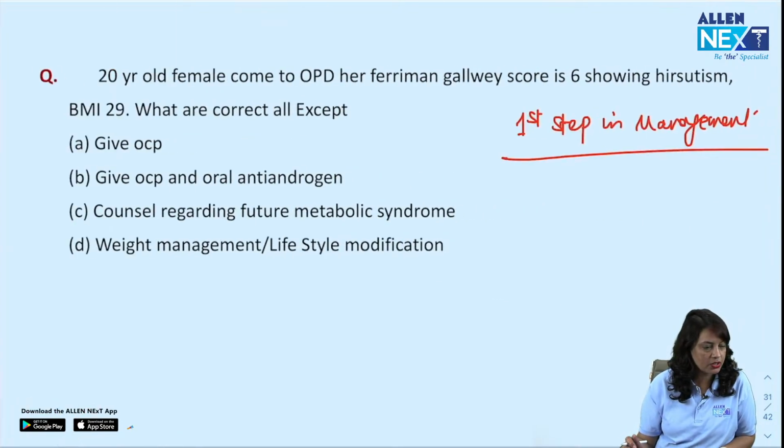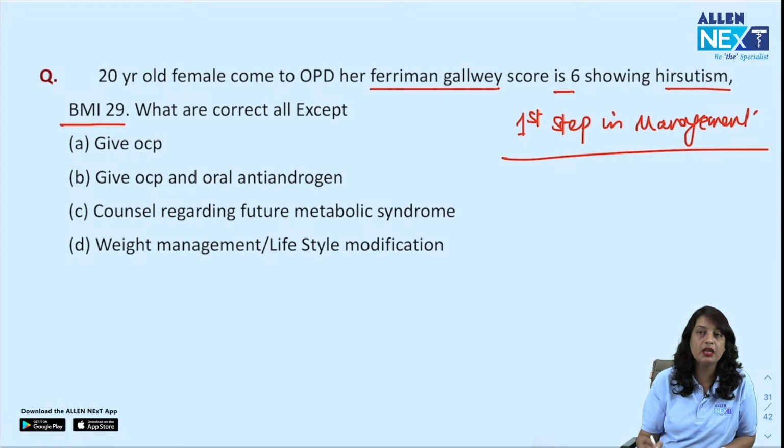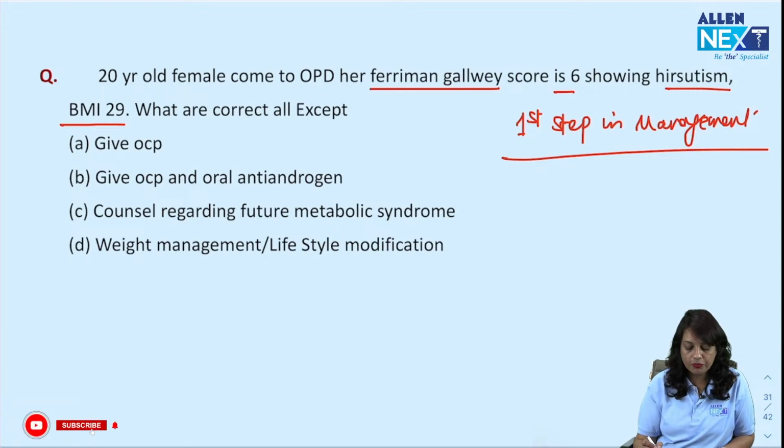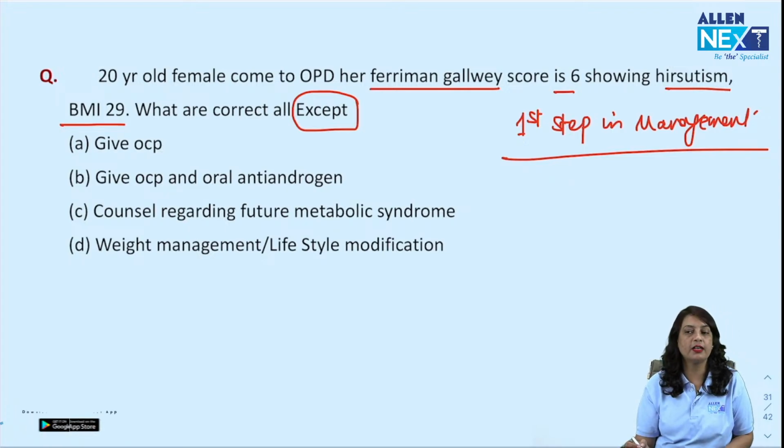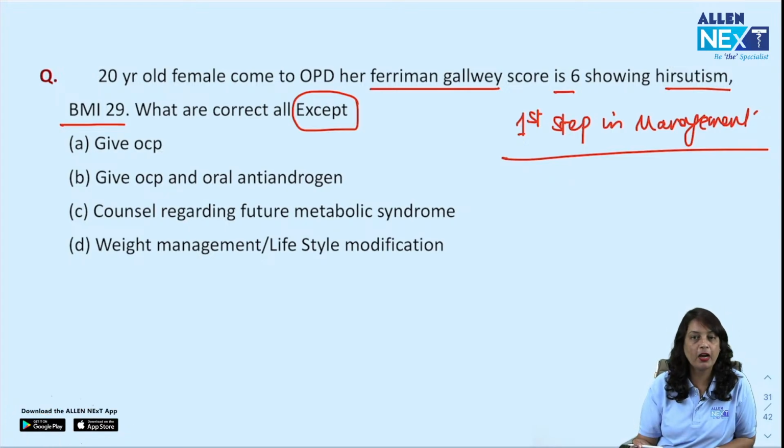Now the next question is: a 20-year-old female came to OPD. Her Ferriman-Gallwey score is 6, showing hirsutism, and BMI is 29. All of the following are correct except. Different sets of students have sent us different formats of this question.